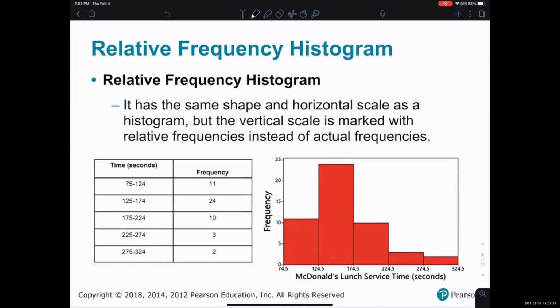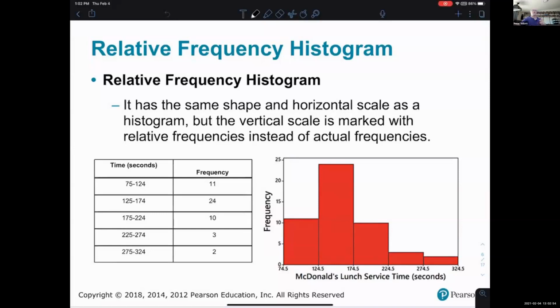I have a question. Fire away. What's the difference between actual frequencies and relative frequencies? Great question. So the frequency is how many fell into a particular class. A relative frequency would tell you what percentage of the data fell in a particular class.